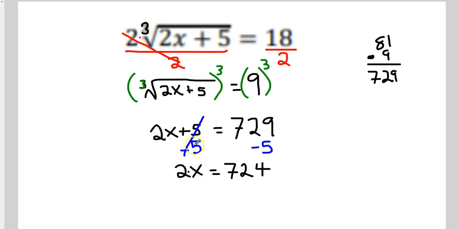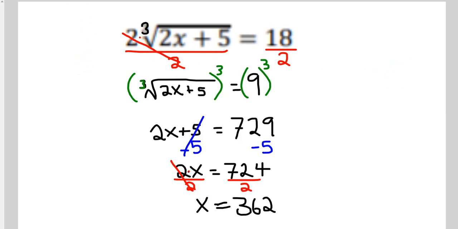Currently, the 2 and the x are multiplying together. So the opposite of multiplication is division. Divide 2 from both sides. So we'll get x is equal to our 724 divided by 2. Just grab a calculator, unless you want to do some long division. We get 362.